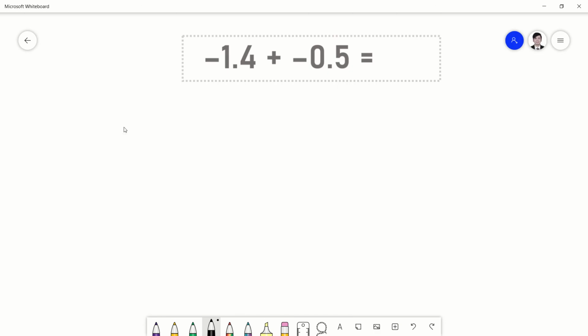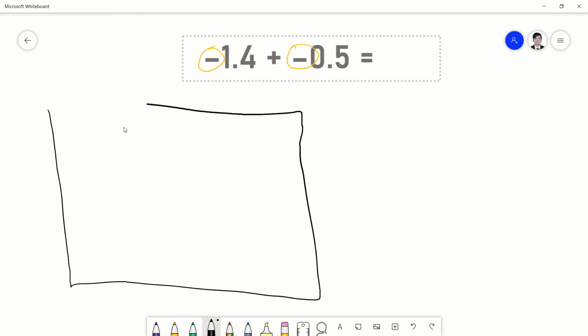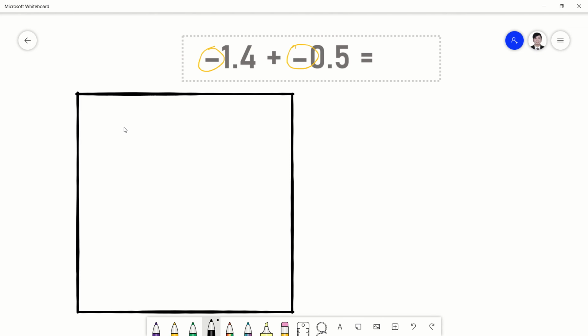For example, we have here negative 1.4 plus negative 0.5. So first, what we need to do is consider the signs. Looking at the signs, both are negative. So that means we can now follow the first step. And what is that? We need to get the absolute value of each number.